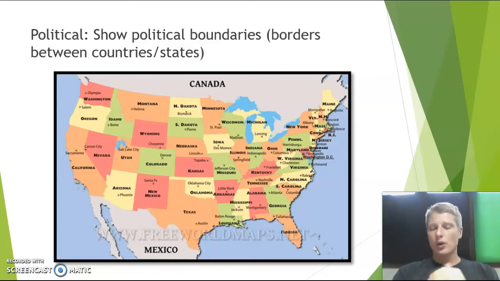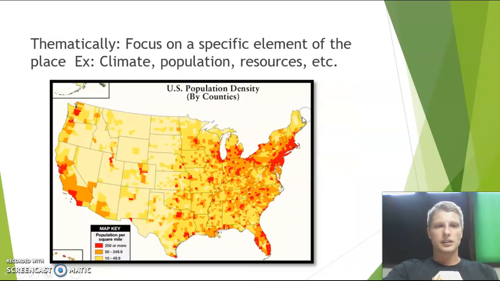Political boundaries show you when you are under a different governance. You know when you're in Mexico, when you have gone past the political boundary of Texas or New Mexico, and Canada, right? These are political. They're all based off of governments and people's organized societies.